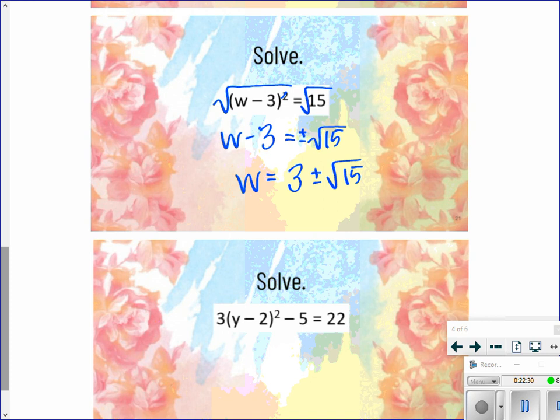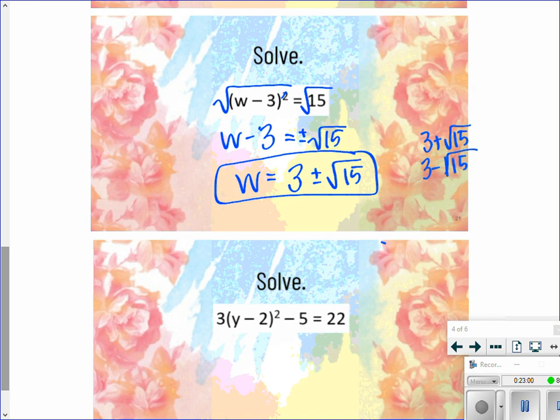This is actually showing two answers. One answer would be 3 plus the square root of 15, the other is 3 minus the square root of 15. If my directions say write your answer as a decimal, in your calculator you would do 3 plus the square root of 15, and 3 minus the square root of 15. But most times it's going to just say write it as a simplified radical. That was one of the versions from last class.